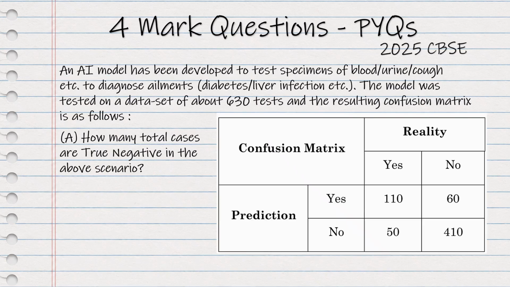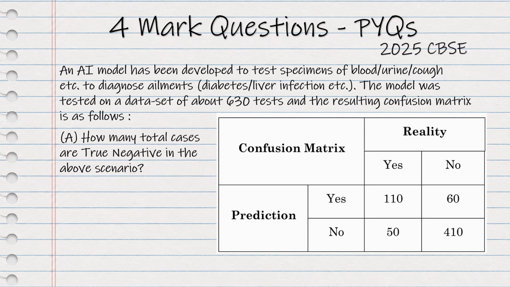Now, in this question, we have been given the confusion matrix. An AI model has been developed to test specimens of blood, urine, cough, etc. to diagnose ailment, diabetes or liver infection. The model was tested on 630 tests and the resulting confusion matrix is as follows. आपको यहाँ confusion matrix दी हुई है. How many total cases are true negative in this above scenario?